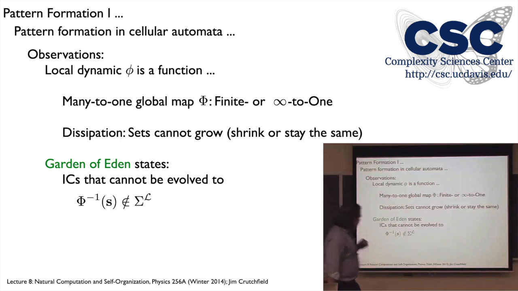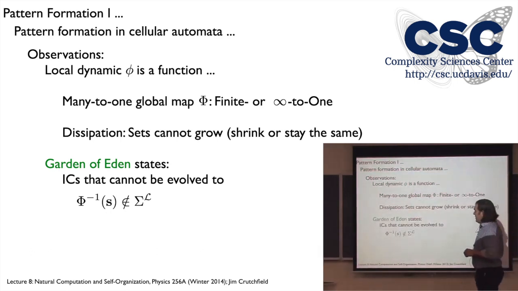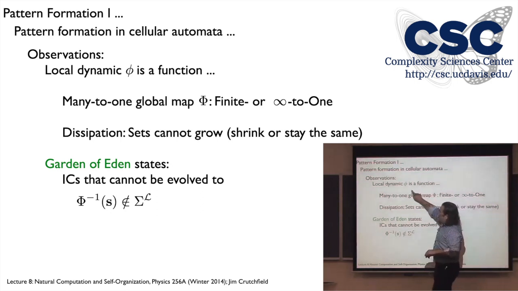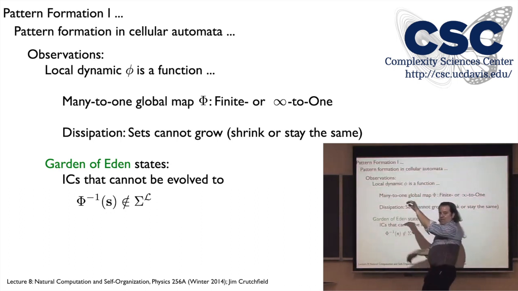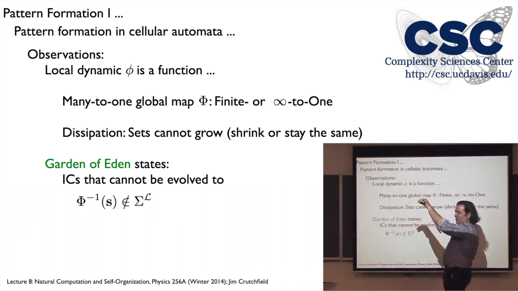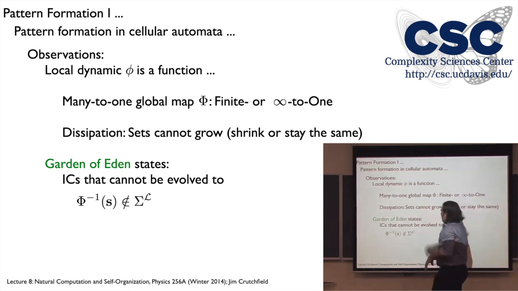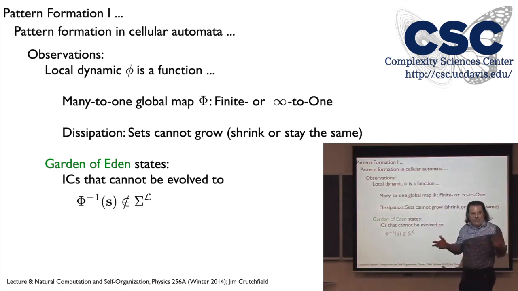Okay, a few things here that will affect how we interpret these patterns. We'll get to some examples shortly. A lot of definitions here. So first of all, this local dynamic, this mapping, is really just a lookup table from these binary local alphabet neighborhood configurations to the next state value. It's a function. I haven't added any noise or probability, it's a deterministic function.